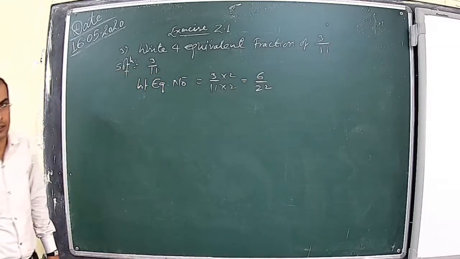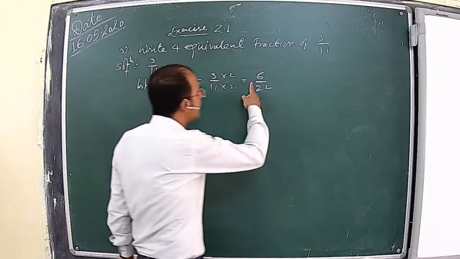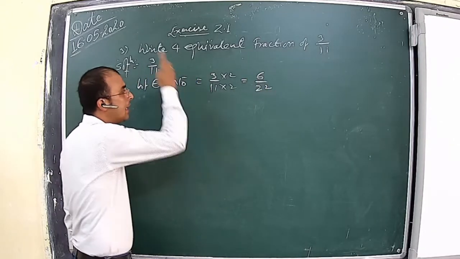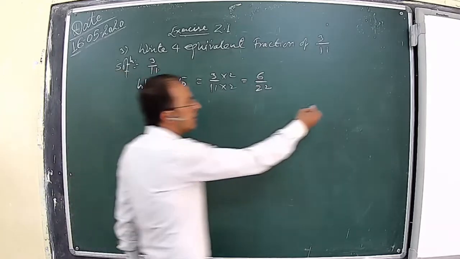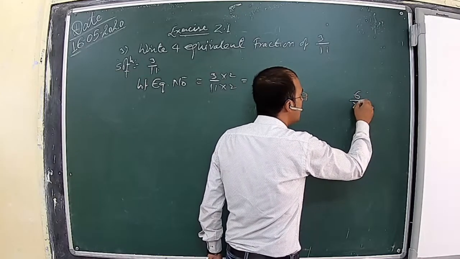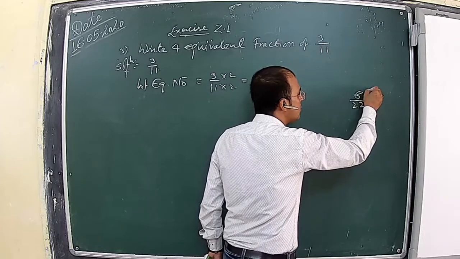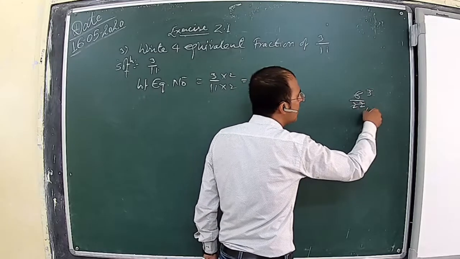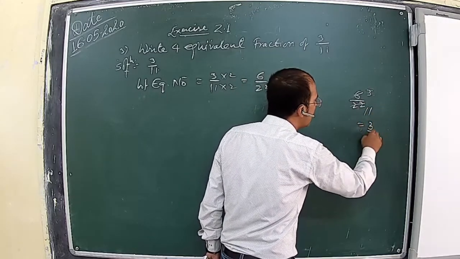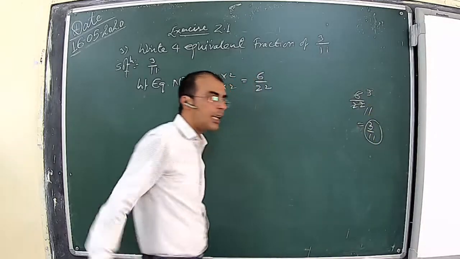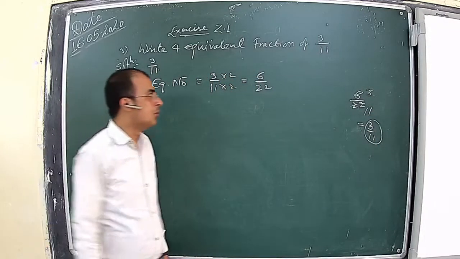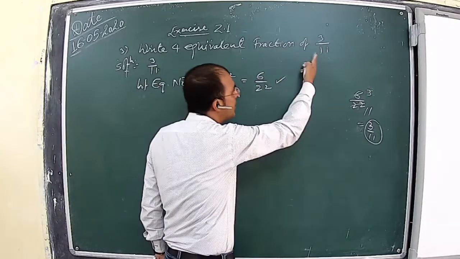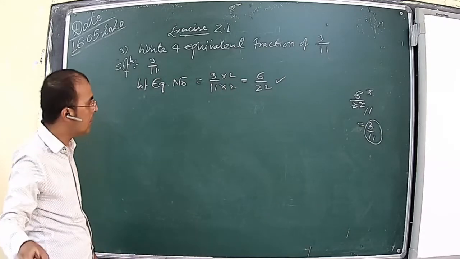The first equivalent. How can you say this is equivalent? You can simplify and you can get this value equal to 3 by 11, because you know that 6 by 22, it will divide by 2. 2 times 3 is 6, and 2 times 11 is 22. It means you can get 3 by 11. Means 3 by 11 can be written in the form of 6 by 22. So this is the first equivalent fraction of 3 by 11. Is it clear?